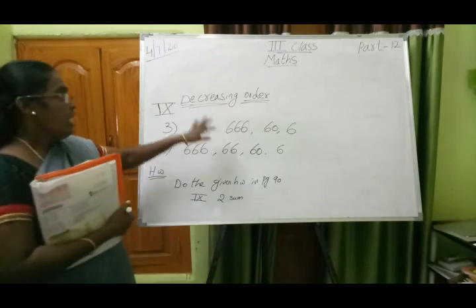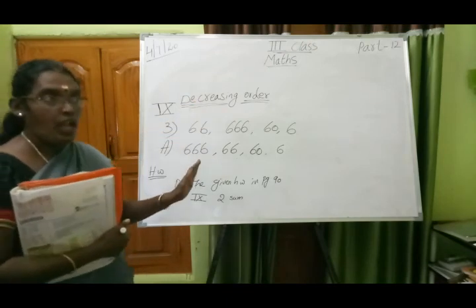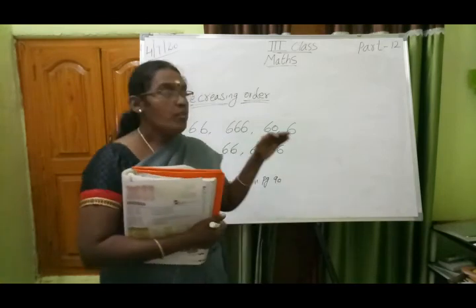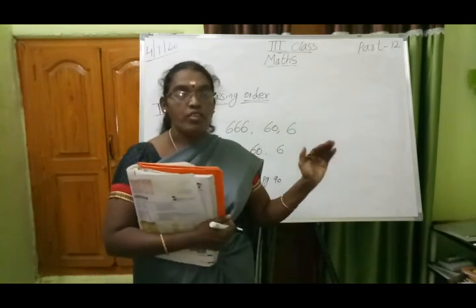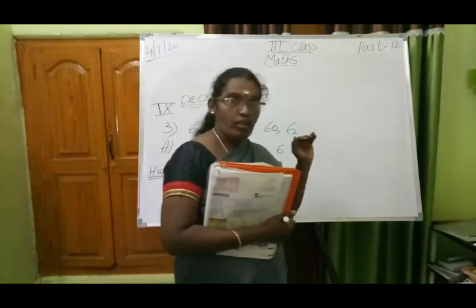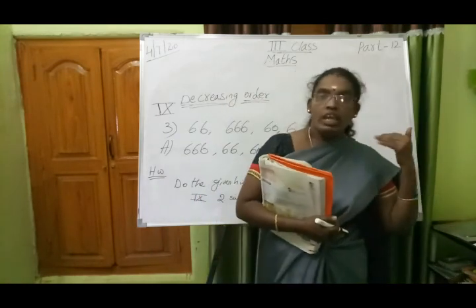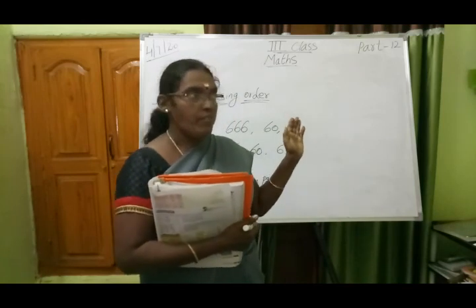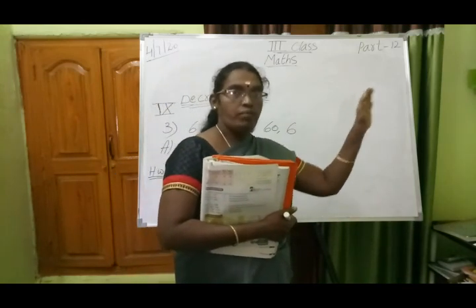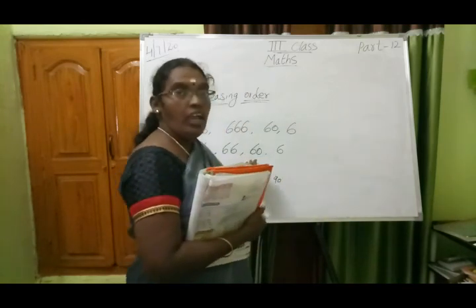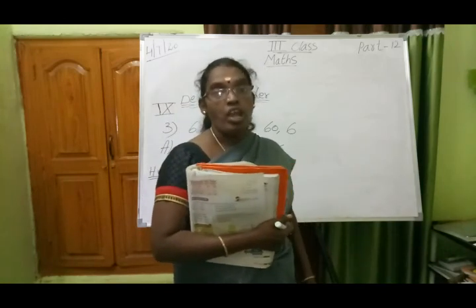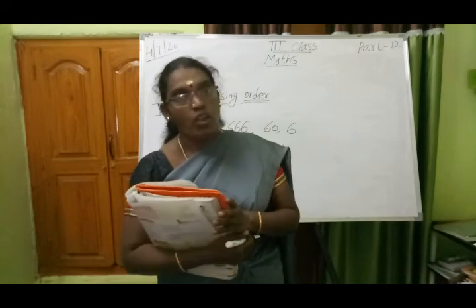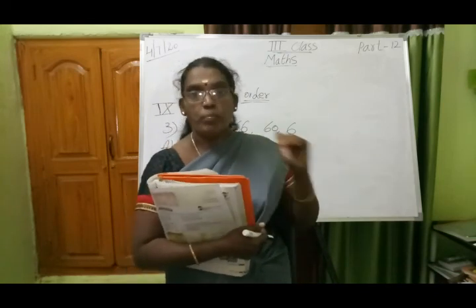Always remember, children, decreasing order means big number to small number. You have to check whether all the numbers are 2 digit or 1 digit or 3 digit. After that, you can write which is the biggest number, and like that you should write. In increasing order, what is it? Small number to big number. Increasing or ascending order is small number to big number.